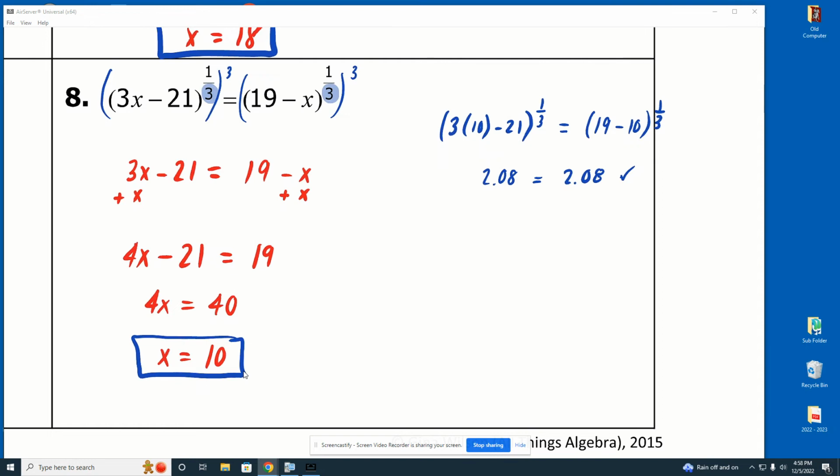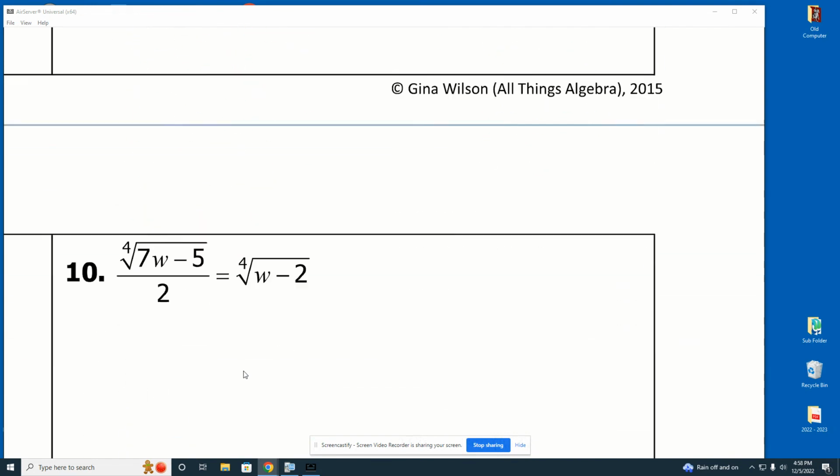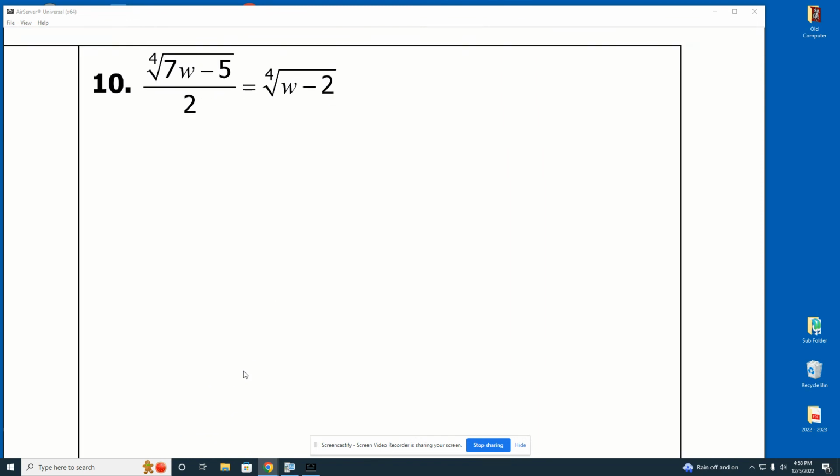All right, like I said, I want to spend just a little bit more time on these problems on the back because they were a little bit more challenging. Number 10 was kind of borderline. So there's really 2 lines of thinking here. You could have gone ahead, since there's really nothing I can do with these, and gotten rid of that radical right now. But I don't really love working with fractions, like I know you don't either. And remember, how do I get rid of dividing by 2? So that's what I did. I multiplied by 2 to move this on over. And that left me with the 4th root of 7w minus 5 equals 2 times the 4th root of w minus 2.